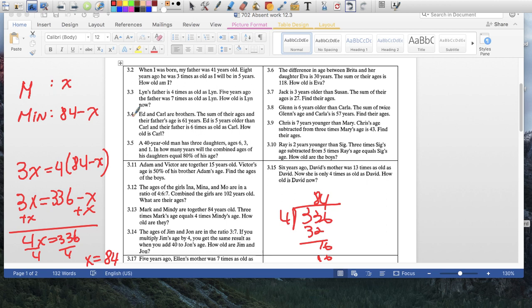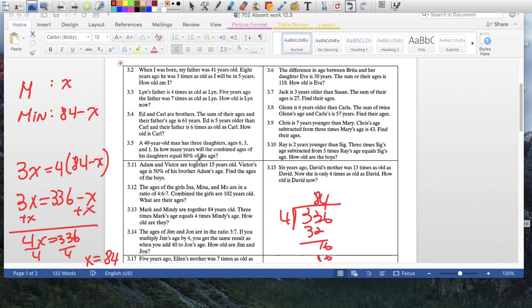3 times Mark's age equals 4 times Mindy's age. If Mark is 84 and Mindy is 0, that makes no sense, does it? 3 times Mark's age equals 4 times Mindy's age. How old are they now? Ugh. Hang on. Mark's age. 3 times Mark's age equals 4 times Mindy's age. What am I doing wrong?